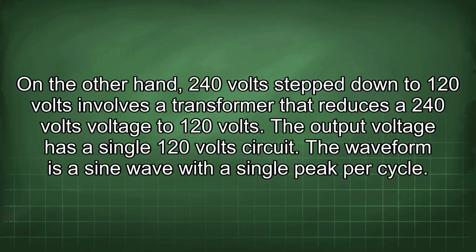On the other hand, 240 volts step down to 120 volts involves a transformer that reduces a 240 volt voltage to 120 volts. The output voltage has a single 120 volt circuit. The waveform is a sine wave with a single peak per cycle.